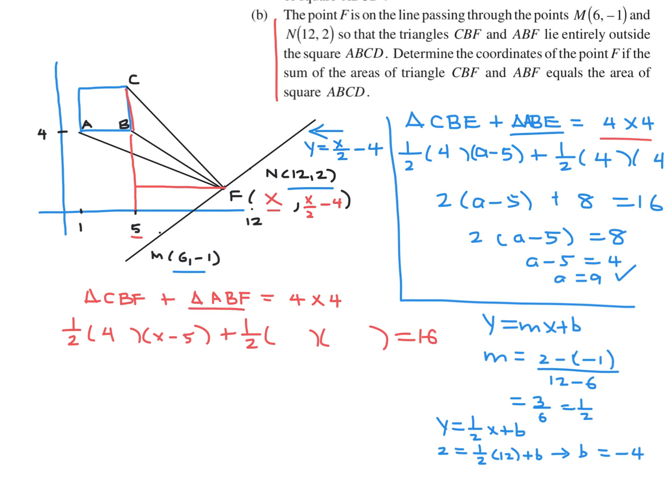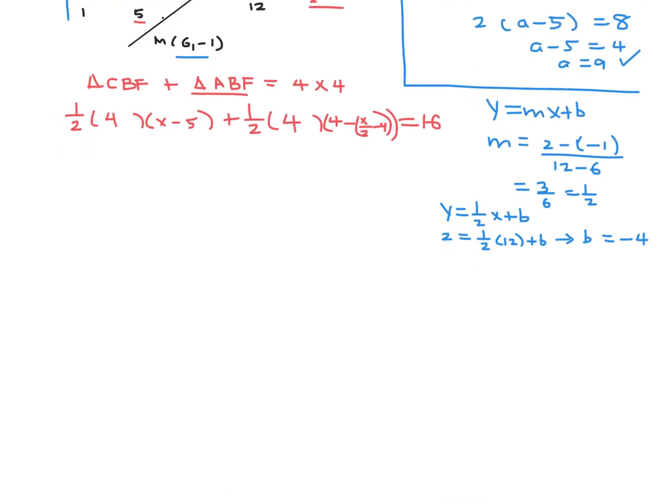That triangle, ABF. Okay, so that height is going to be from here to here. Yeah, this segment right there. So the base is going to be AB, so that's 4. That's straightforward. But the height, I've got to subtract y coordinates. So the y coordinate here is 4, but the y coordinate here is x over 2 minus 4. So it's got to be 4 minus that x over 2 minus 4. But make sure you put that in brackets. Okay, and I'm pretty confident that's the equation that we have to solve.